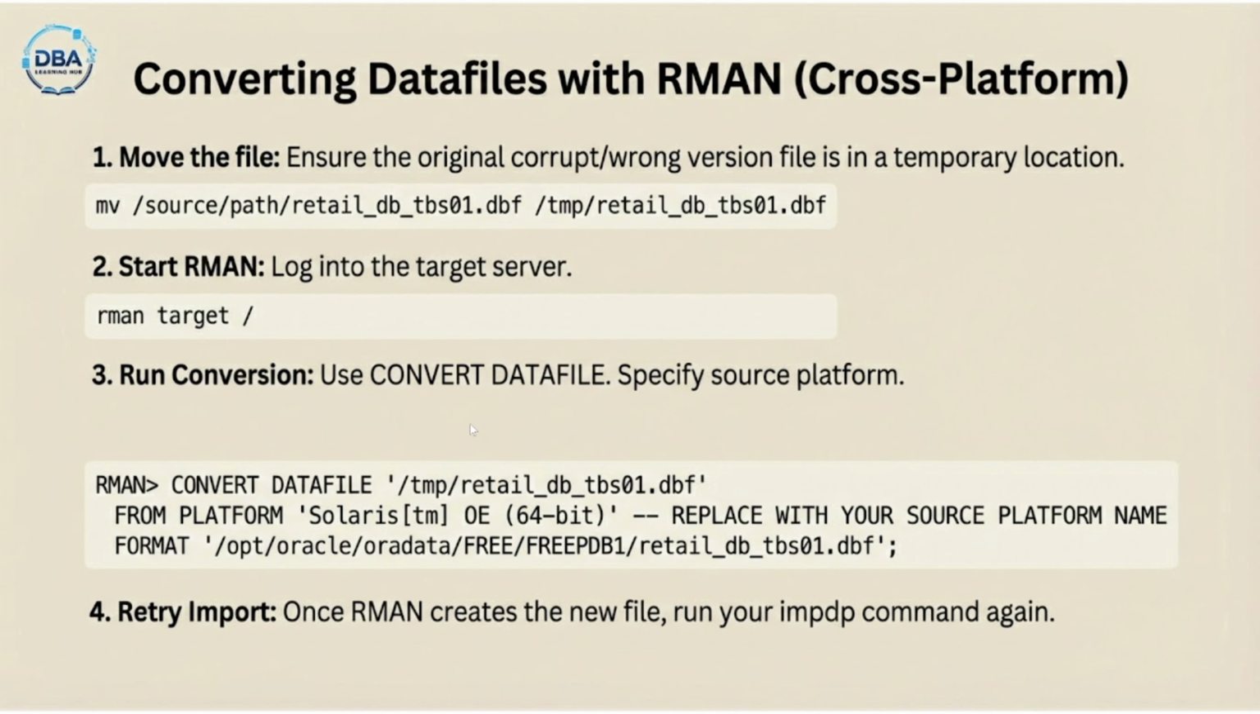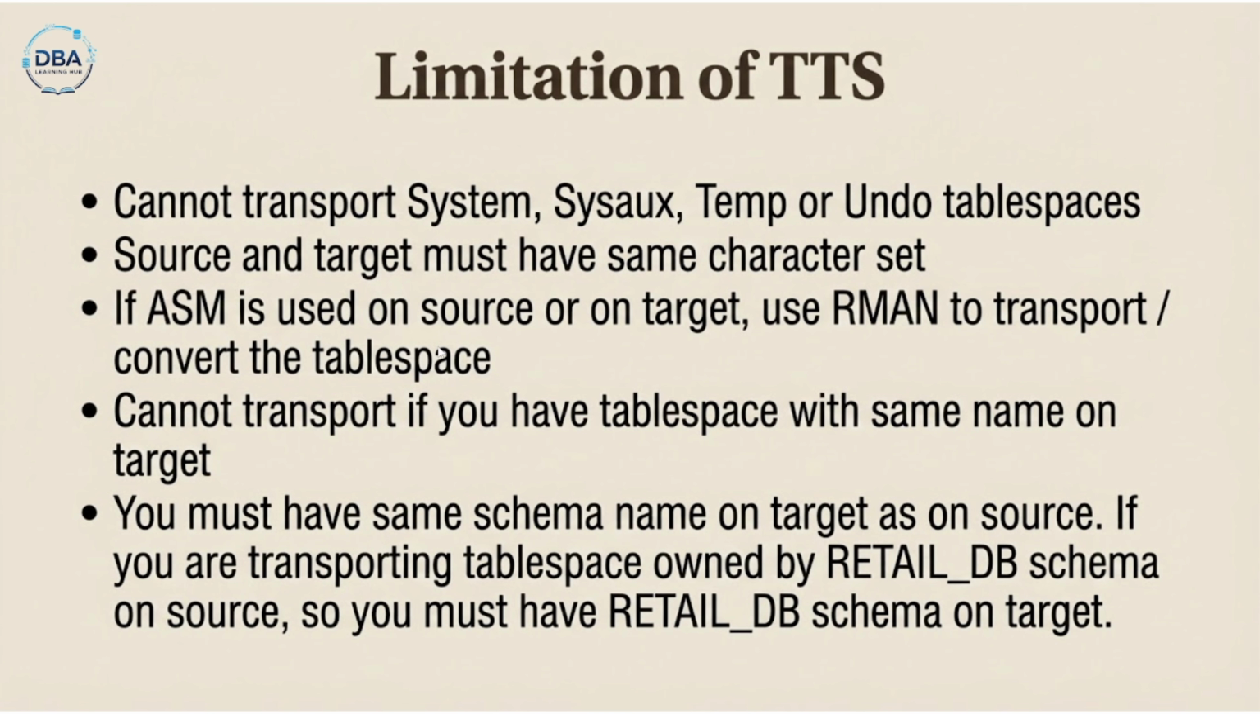Okay, there are some limitations for TTS. We cannot transport SYSTEM, SYSAUX, TEMP or UNDO tablespaces, which are Oracle system tablespaces, and source and target must have the same character set. And if ASM is used on source or target, then use RMAN to transport or convert the tablespace. You cannot transport if you have a tablespace with the same name on target. Okay, you must have the same schema name on target as on source. If you are transporting a tablespace owned by the retail_db schema on source, you must have the retail_db schema on target, which we have performed.